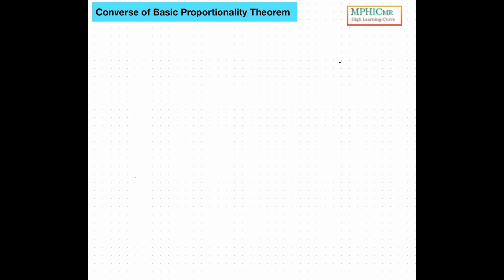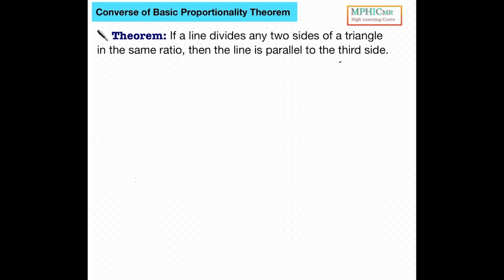Hello everyone. Today we are going to learn about the converse of the basic proportionality theorem, and we are going to prove this theorem. The statement of the theorem is that if a line divides any two sides of a triangle in the same ratio, then the line is parallel to the third side.